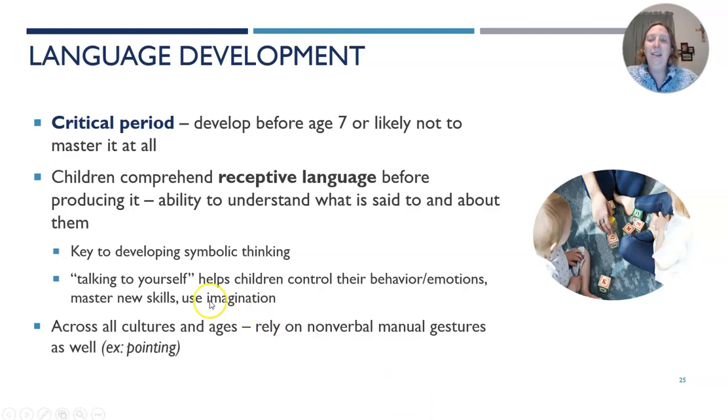And we know that this is key. Language development is key to developing symbolic thinking. You can't understand that the word food means food if you don't have food in front of you until you can develop symbolic thinking. We also know that children who talk to themselves develop the ability to control their behaviors and emotions by talking themselves through rules and cautions or encouragement and motivational statements. And talking to themselves helps develop new skills and use their imagination. I don't think this needs further explanation. I think you can understand pretty clearly, by talking to yourself, what it is I'm getting at.